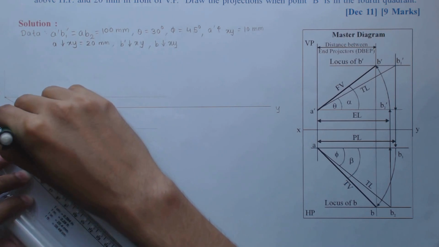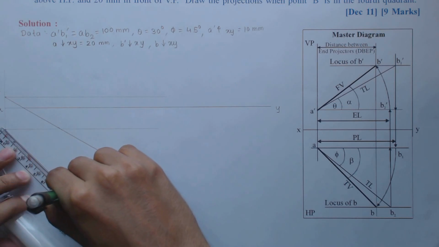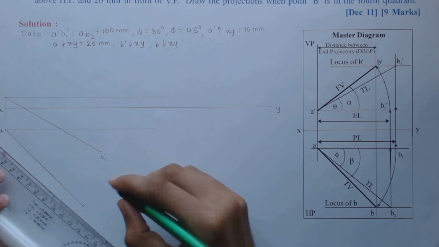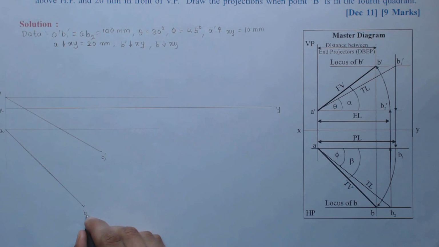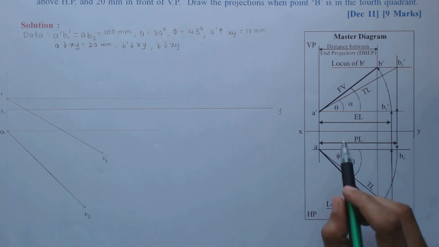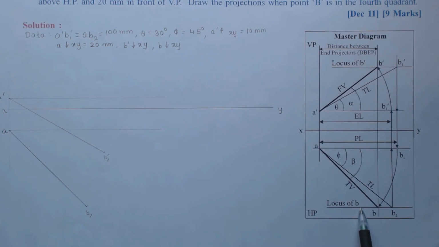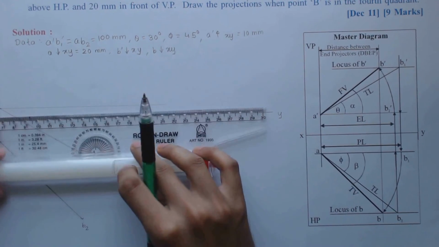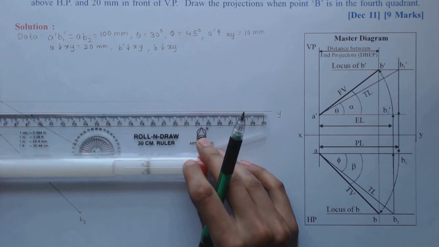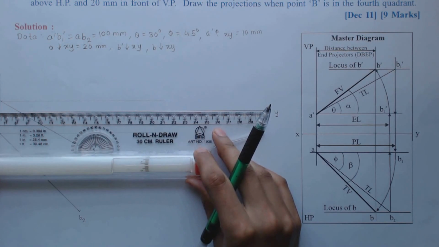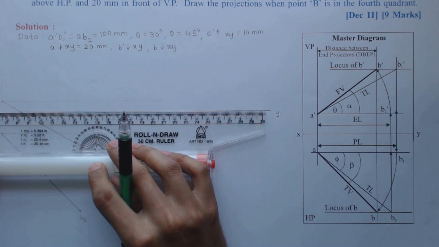So with A, I'll produce the true length 100 mm at an angle of 45 degrees, and that will give me the endpoint B2. As we have located B1 dash and B2, I can now draw the locus of B dash and the locus of B respectively. Taking the reference of the xy line, I draw parallel lines to xy passing through B1 dash and B2 respectively to get the loci of B dash and B.